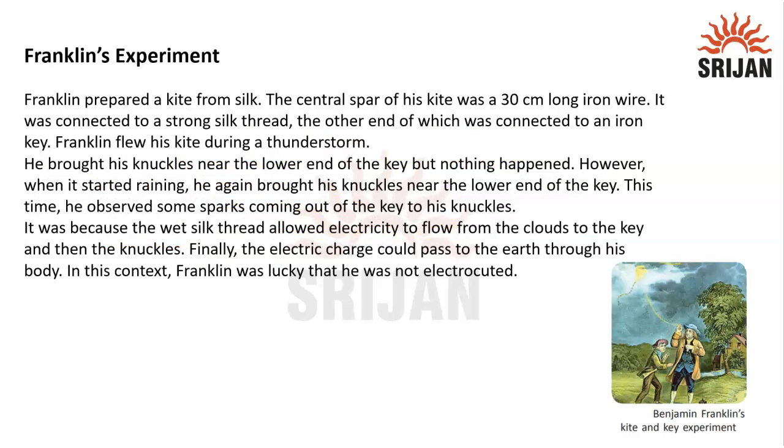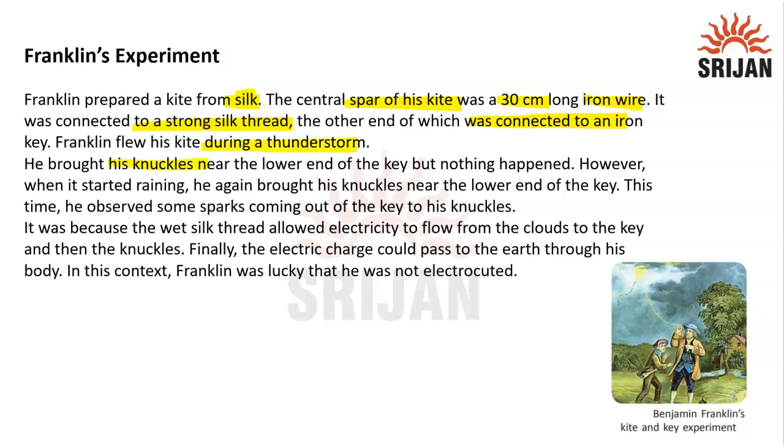So, Franklin's experiment. He prepared a kite from silk. The central spar of his kite was a 30 centimeter long iron wire. It was connected to a strong silk thread, the other end of which was connected to an iron key. Franklin flew his kite during a thunderstorm.